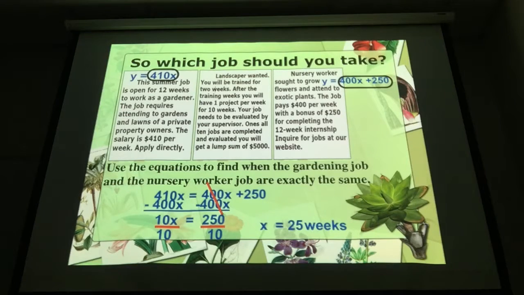Okay? Now how much money are you going to make? Well, it doesn't matter which equation you put it into because it winds up being the same anyway. If you put the 25 into this equation, 410 times 25 is going to get you 10,250. Now again, what is 10,250? That's the Y. So you're going to put Y equals $10,250. That's how much they would both make if you did it in 25 weeks.